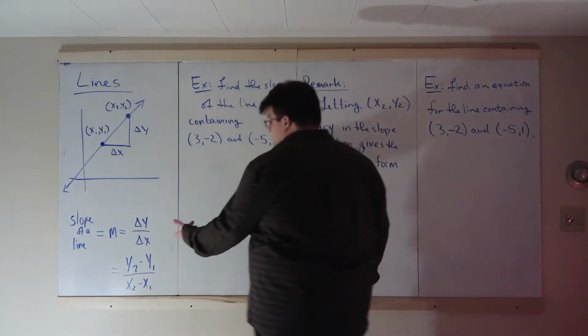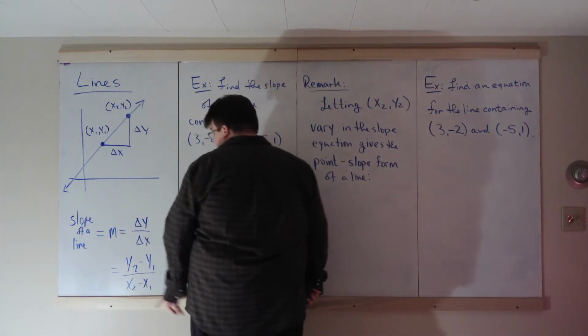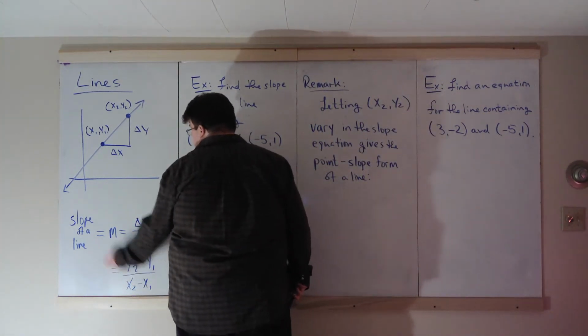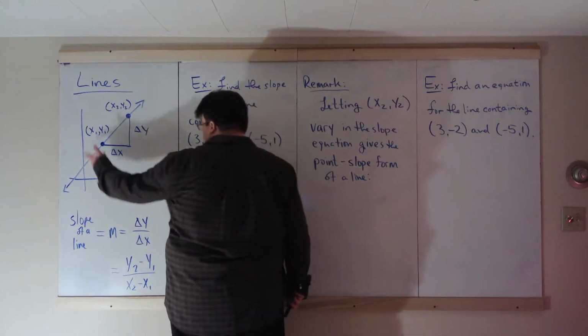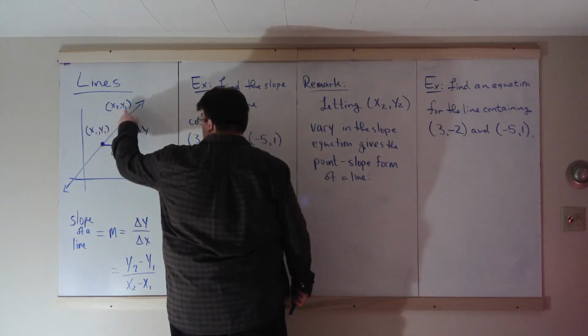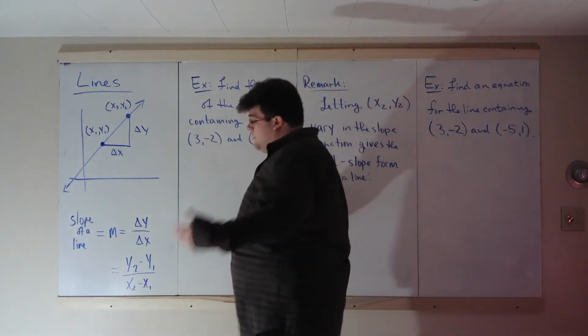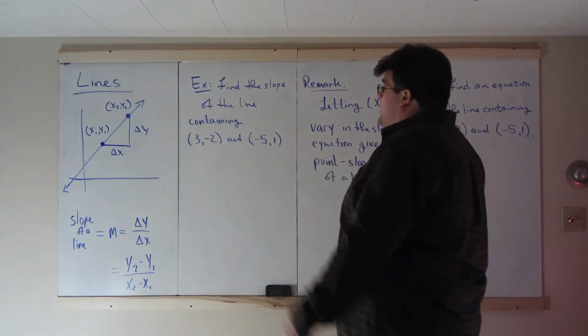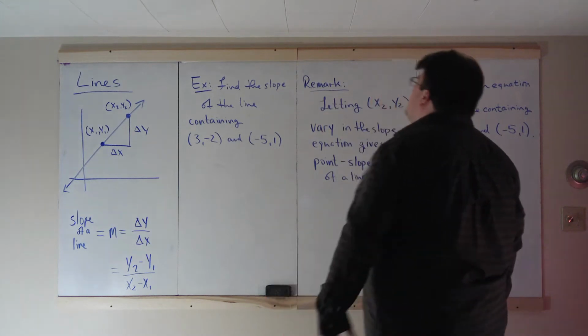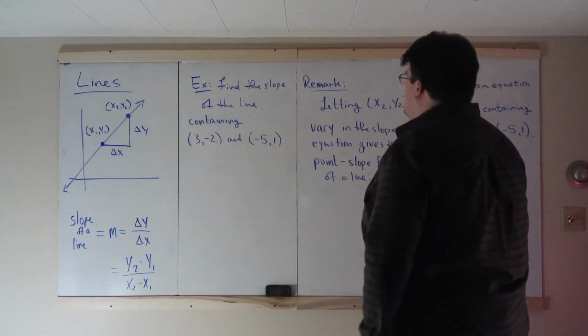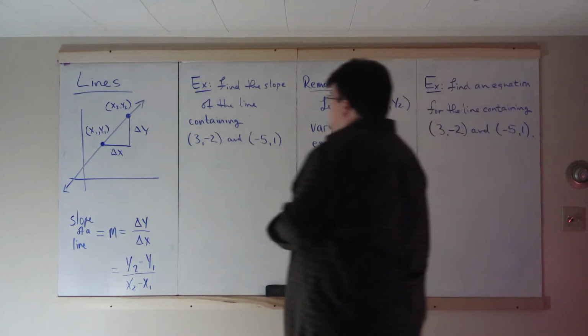You don't want to flip one of these around. You want to make sure you start with the same point. You could have written y1 minus y2 over x1 minus x2. This is more standard. Of course, they're the same. You could just relabel the 2 points. So let's look at this example. Find the slope of the line containing those 2 points.